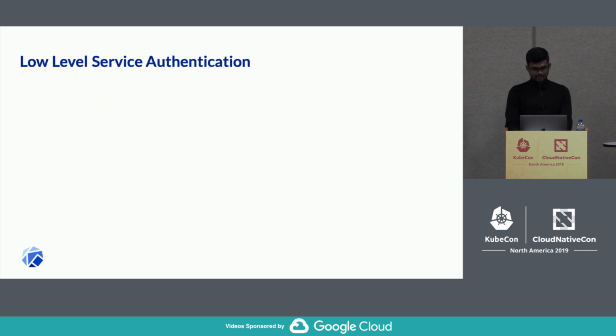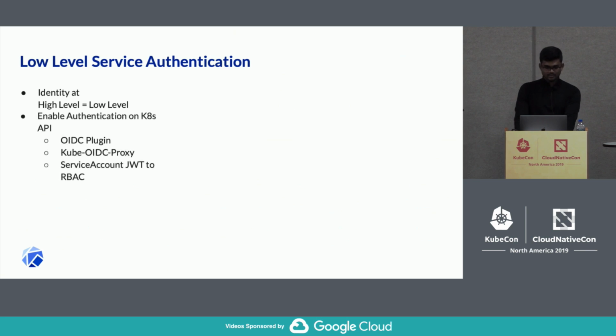And using these design principles, we'll try to enable authentication. One important thing to note is that the identity at high level should always be equal to the identity of low-level services. What I mean to say is that if a user is using Jupyter Notebook and trying to access some services, they should get a consistent experience when they are doing the same steps at a low-level API using kubectl, for example.